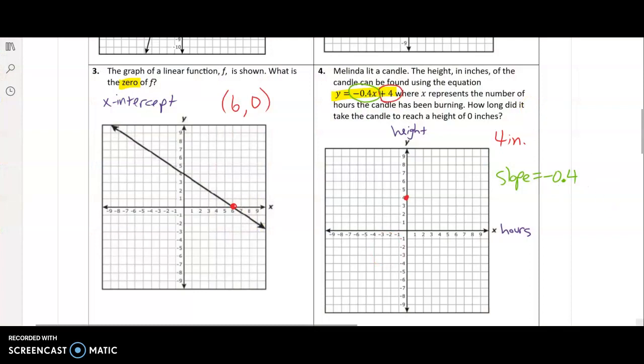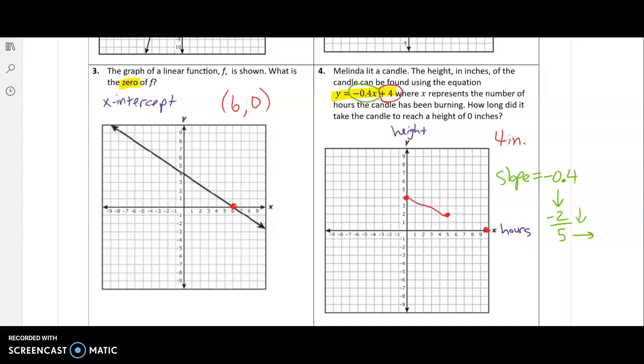Our slope as a fraction, instead of negative 0.4, is negative 2 over 5, which means down 2 over to the right 5, because we always go right. So from my y-intercept, I'm going to be decreasing 2, and I'm going to the right 5. Okay, I'm going to do it one more time. Decreasing 2, right 5.